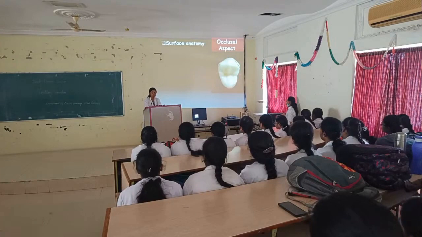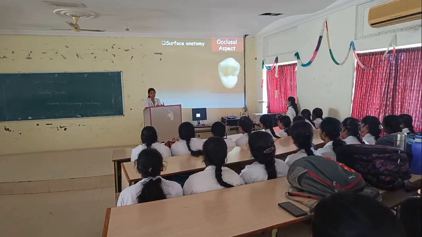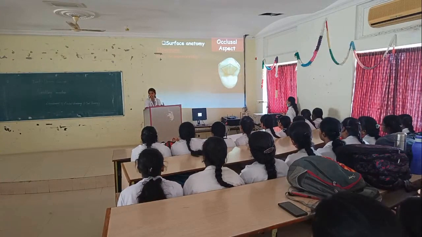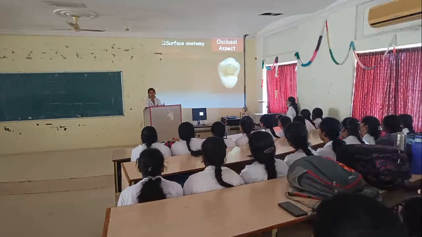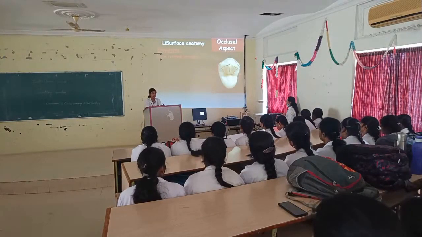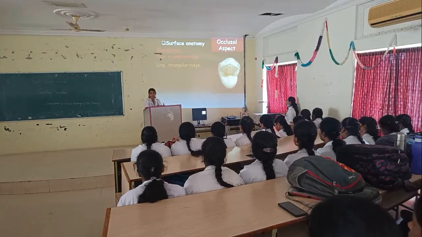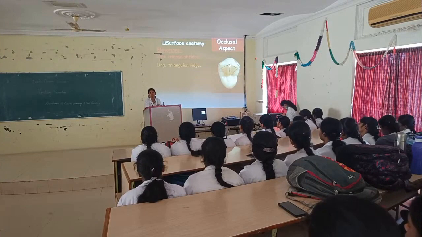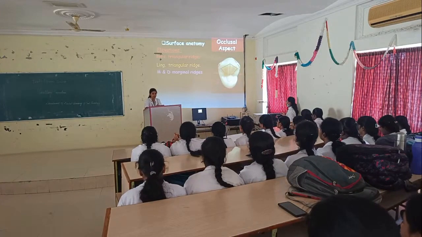Next we are going to see the surface anatomy of the occlusal aspect. There are elevations and depressions. The buccal triangular ridge is present. A triangular ridge is formed when the mesial cuspal incline and the distal cuspal incline join together. Here in the buccal aspect, the mesial and distal cuspal inclines join together to form a buccal triangular ridge. A lingual triangular ridge is also formed, and then the mesial and distal marginal ridges are present.